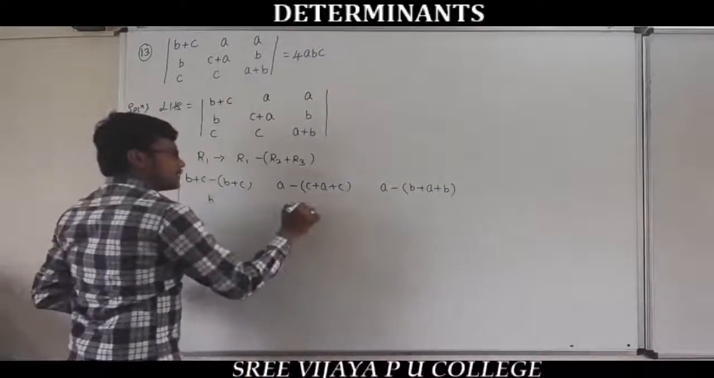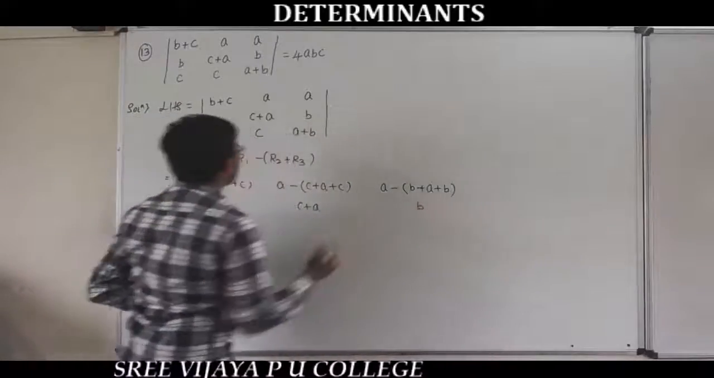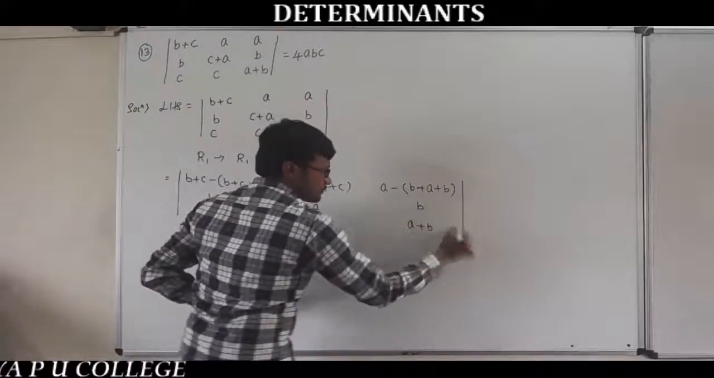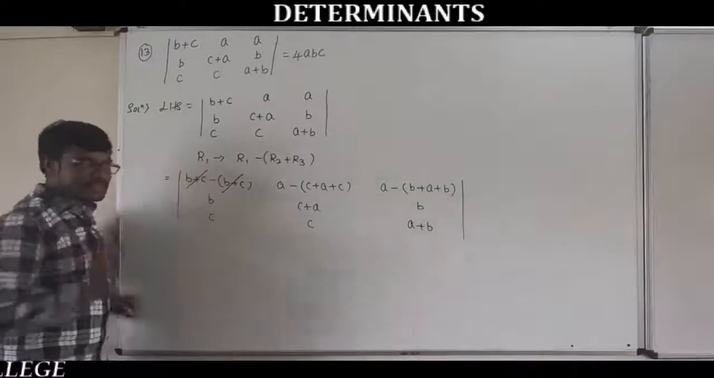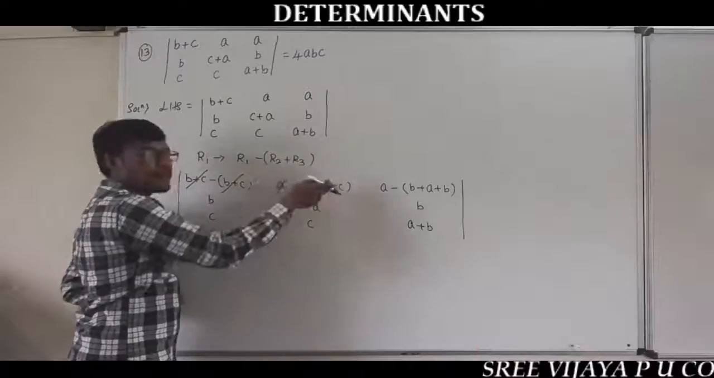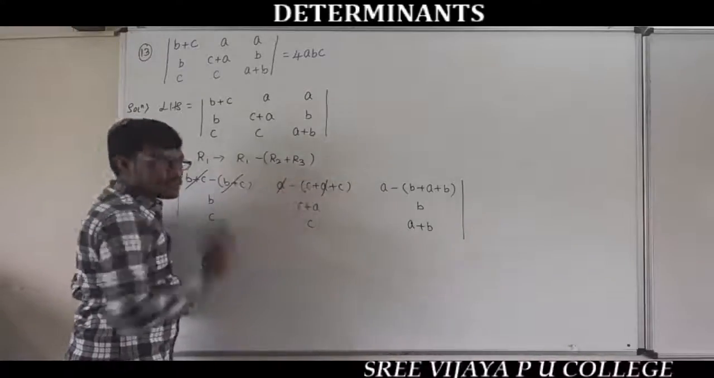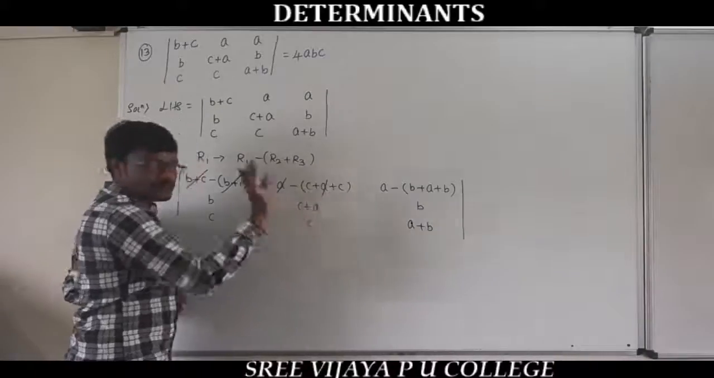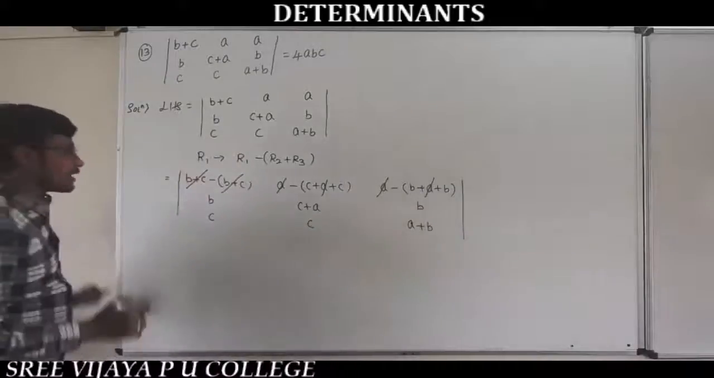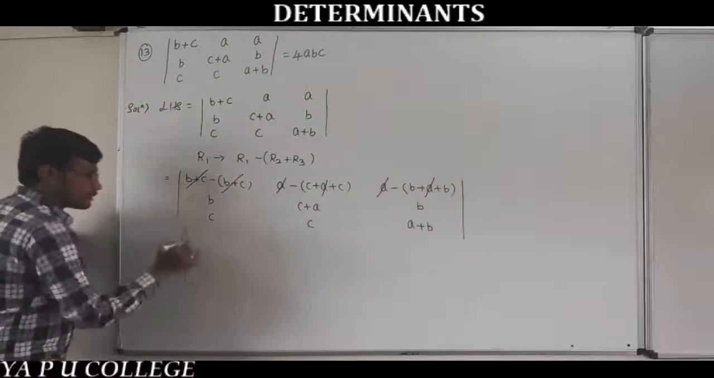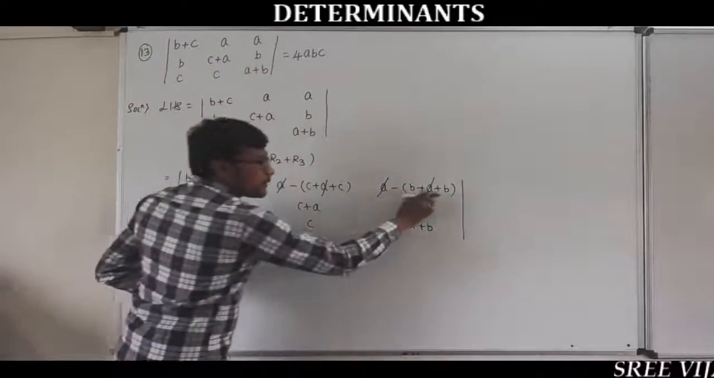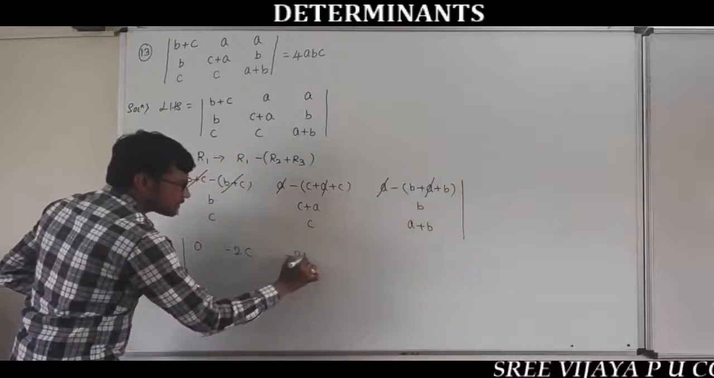So, B, C plus A, B, C, A plus B. B plus C minus B plus C cancels, right? A minus into A minus A. But here plus A did not cancel, we multiplied with minus, minus into A minus A. That is 0. C plus C is 2C with minus, so minus 2C. B plus B is 2B with minus, so minus 2B.